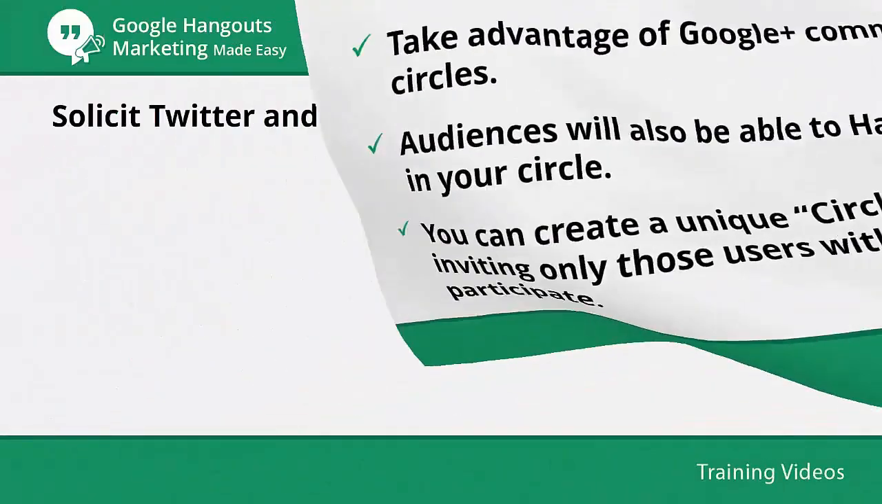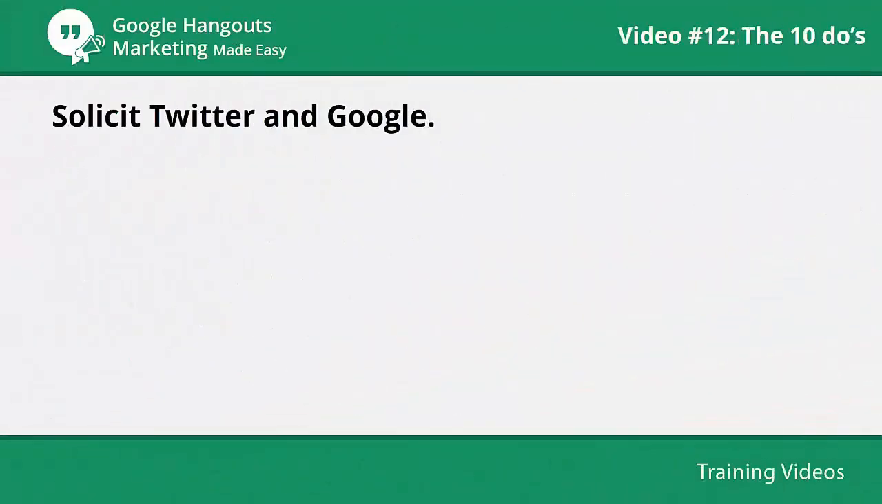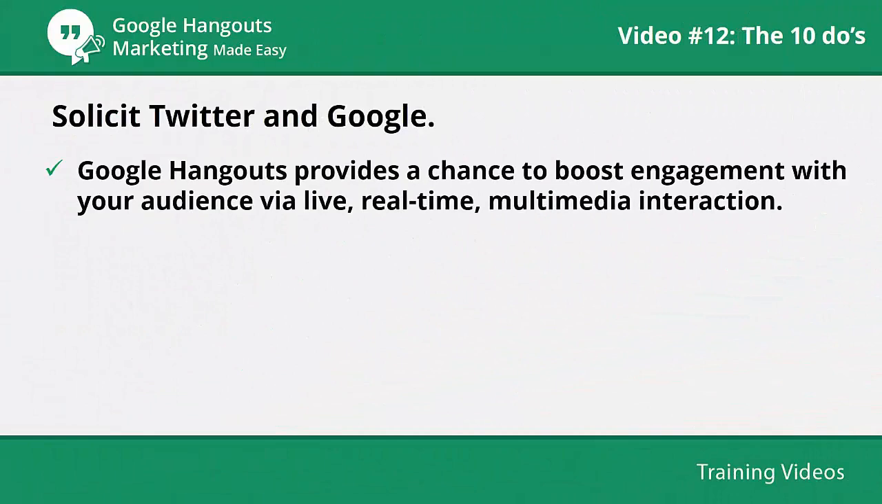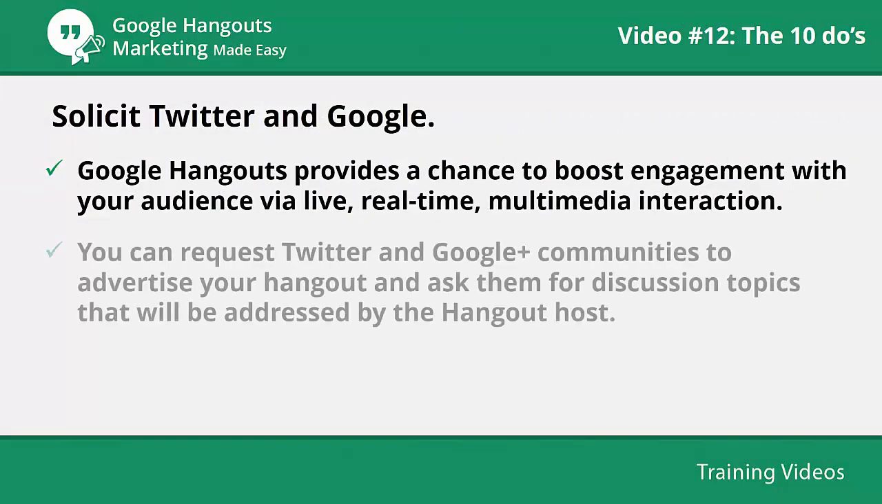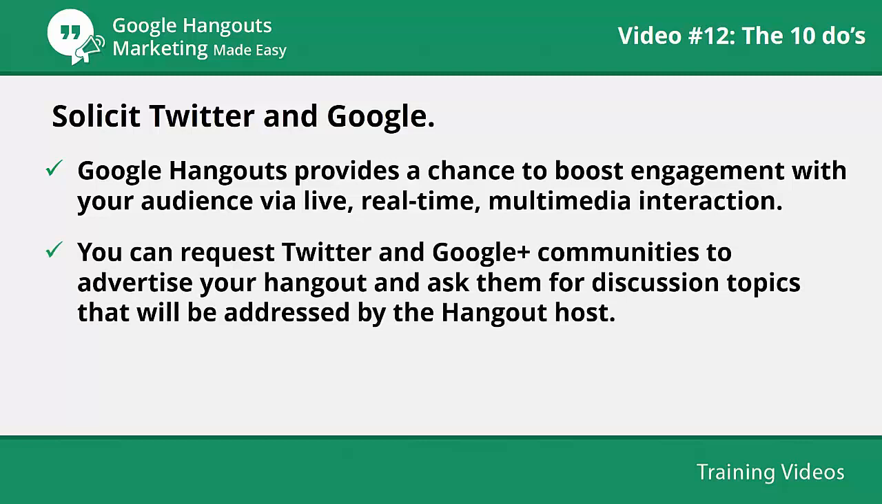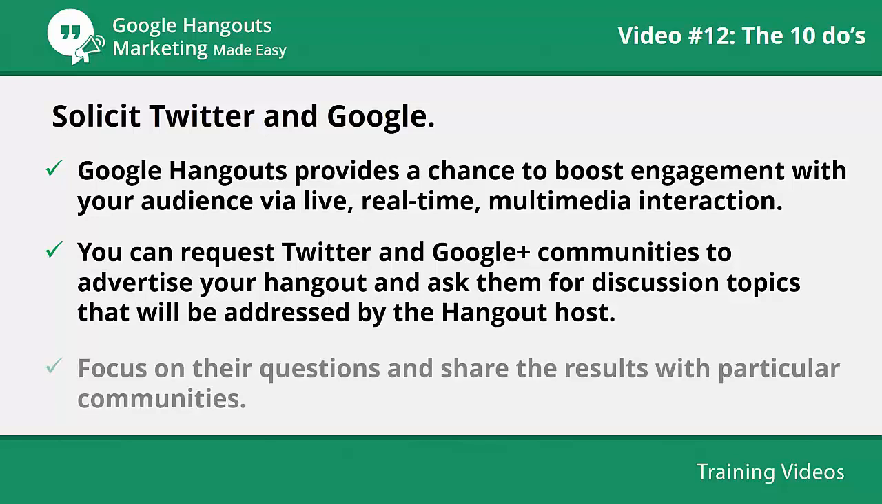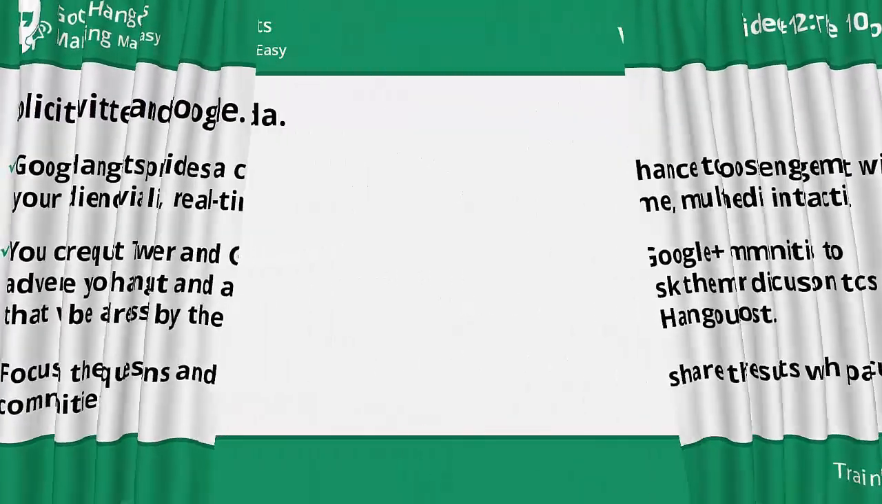Solicit Twitter and Google. Google Hangouts provides a chance to boost engagement with your audience via live, real-time multimedia interaction. You can request Twitter and Google Plus communities to advertise your Hangout and ask them for discussion topics that will be addressed by the Hangout host. Focus on their questions and share the results with particular communities.